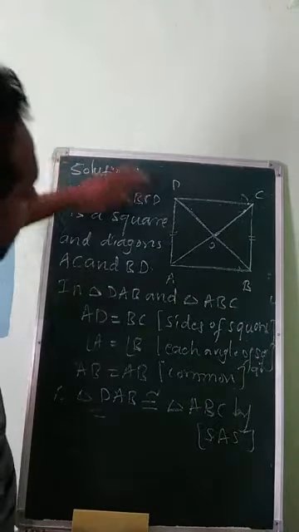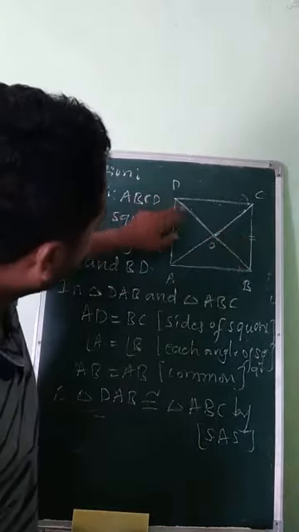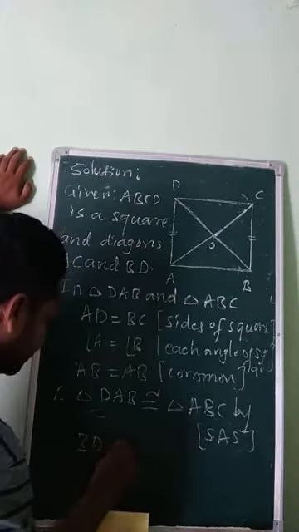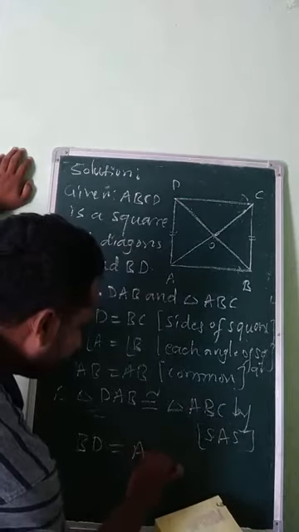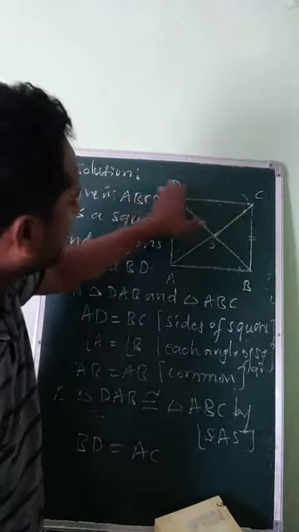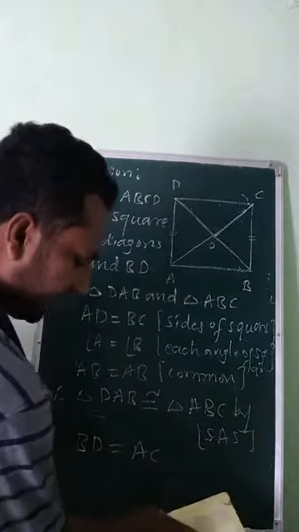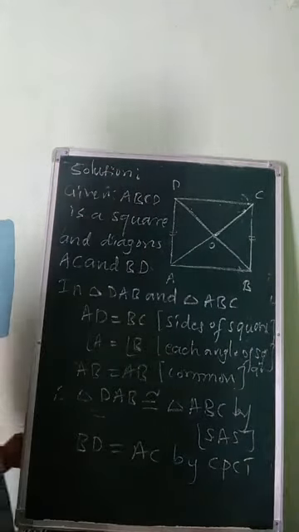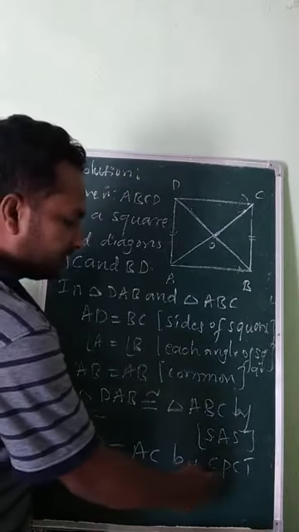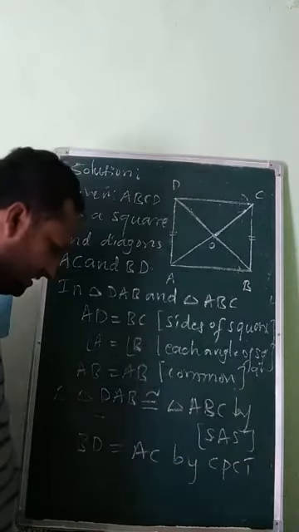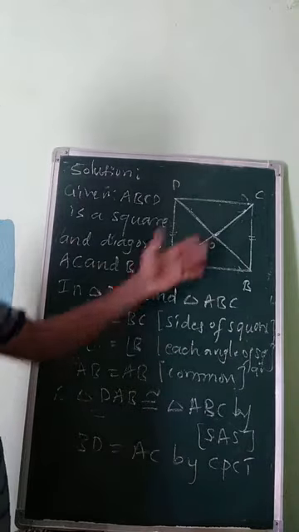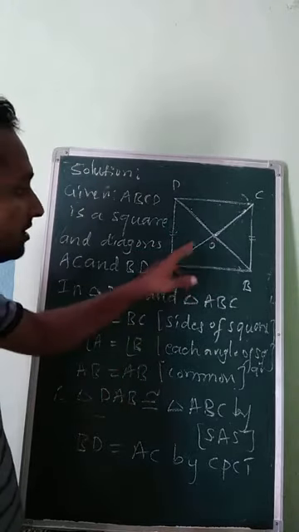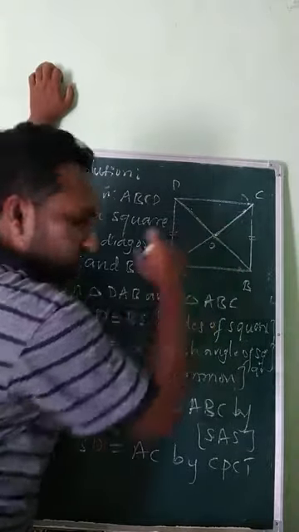Correct. Then this triangle is congruent to this triangle, which means BD falls on AC, that is, BD is equal to AC. Both triangles are congruent, so this side equals the other by the CPCT rule. What is meant by the CPCT rule? Corresponding parts of congruent triangles. Now see that the diagonals of the square are equal. One point is over. Now how do they bisect each other? How are they divided into two equal parts?